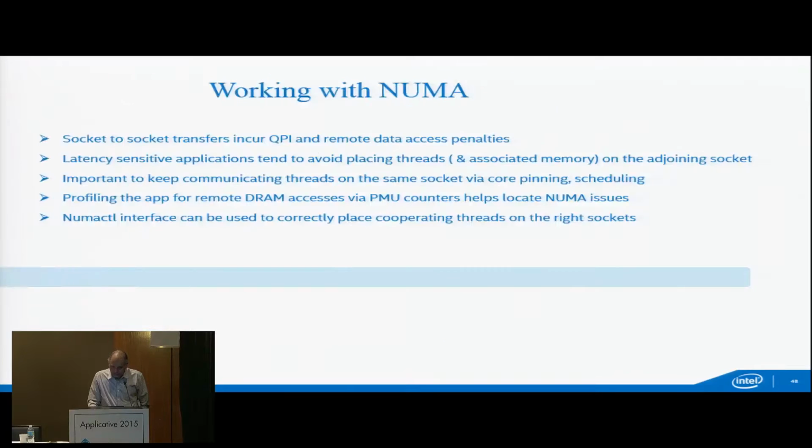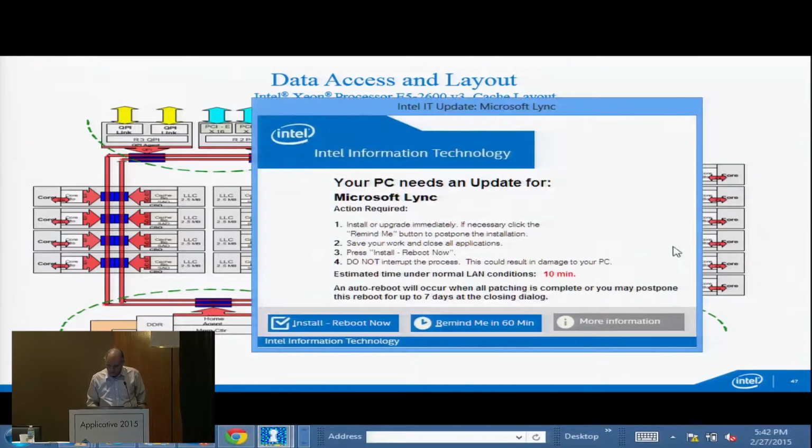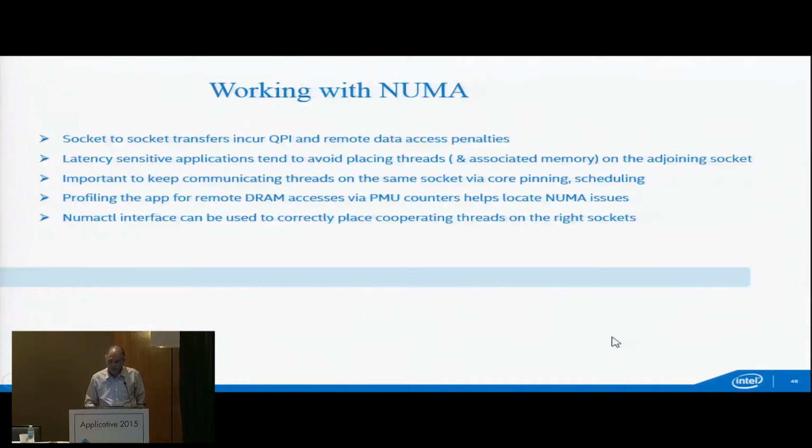So, working with NUMA, again, as you can see, these are 2 sockets, okay, fine. As you know, you have some cores on socket 1, some cores on socket 2. The best way is to try to keep them on the same socket. A lot of people are very NUMA sensitive and smart about it, NUMA savvy. You can do it through core pinning, scheduling, numactl, or through Windows functions.